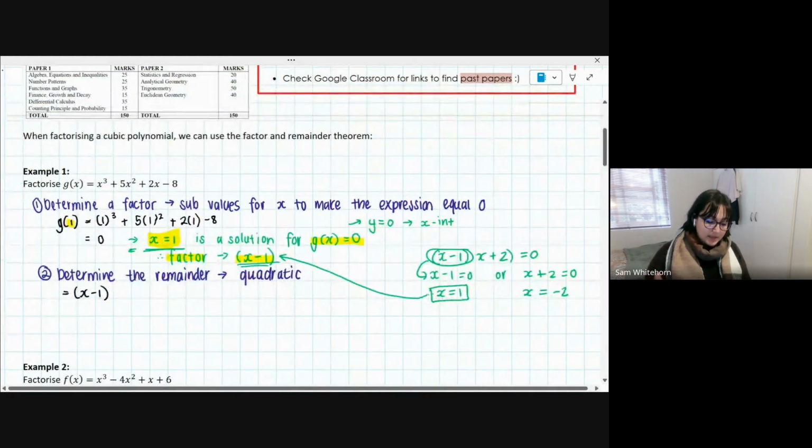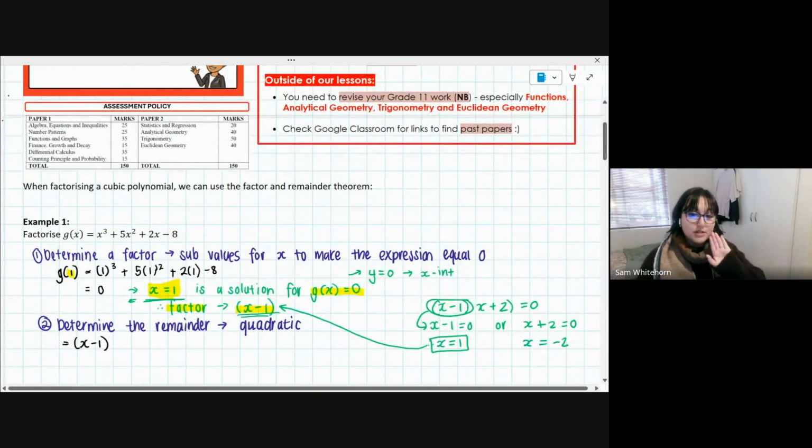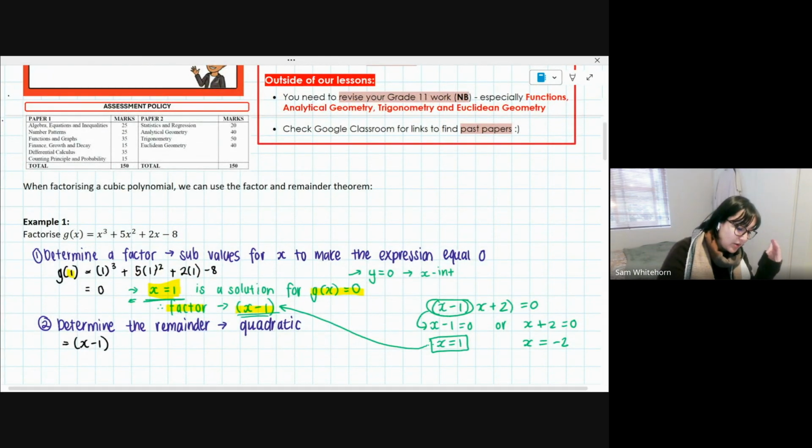Our next step is to determine the remainder, which is a quadratic, so ax squared plus bx plus c. Now to do that, we need to work with the original cubic expression as well as the factor we've just determined. So I'm going to try and do this as best I can. There's probably going to be quite a few colors going on because that's the way my brain works, but hopefully it'll all come together.